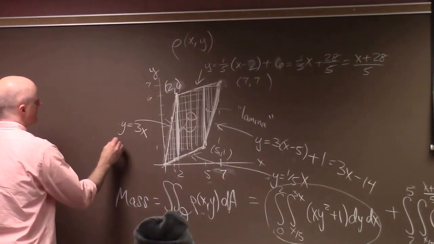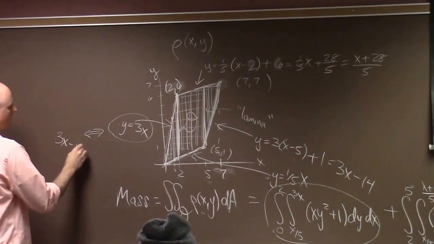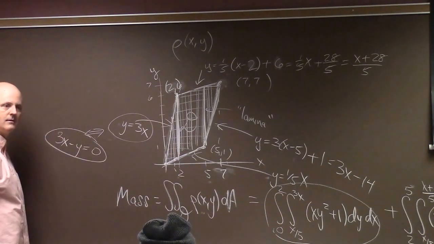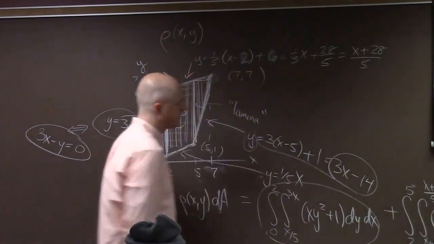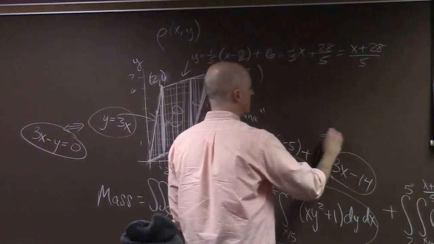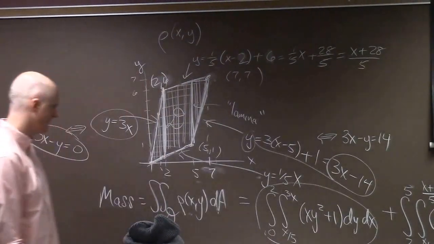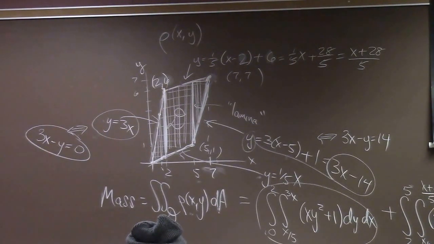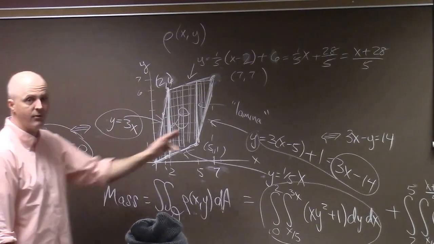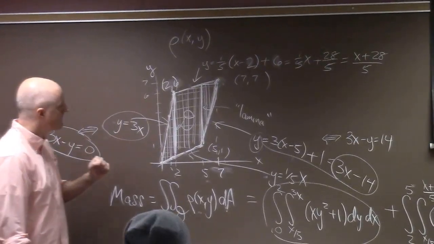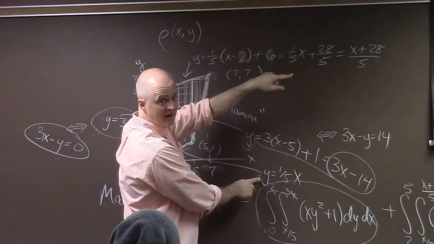So this equation, for example, is equivalent to 3x minus y equaling 0. And this equation right here, y equals 3x minus 14, that's equivalent to 3x minus y equaling 14. So 3x minus y is a quantity in this parallelogram that must vary between 0 and 14. The same kind of thing with this equation and this one up here, and maybe multiply everything by 5 as well.